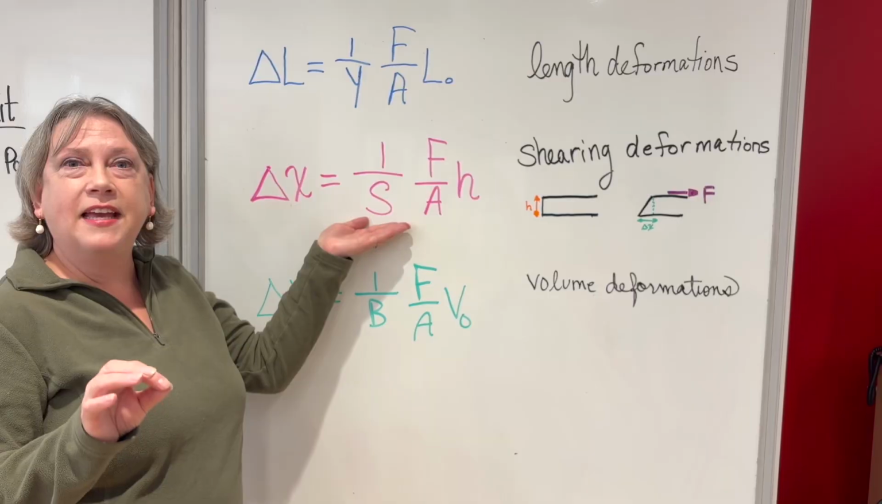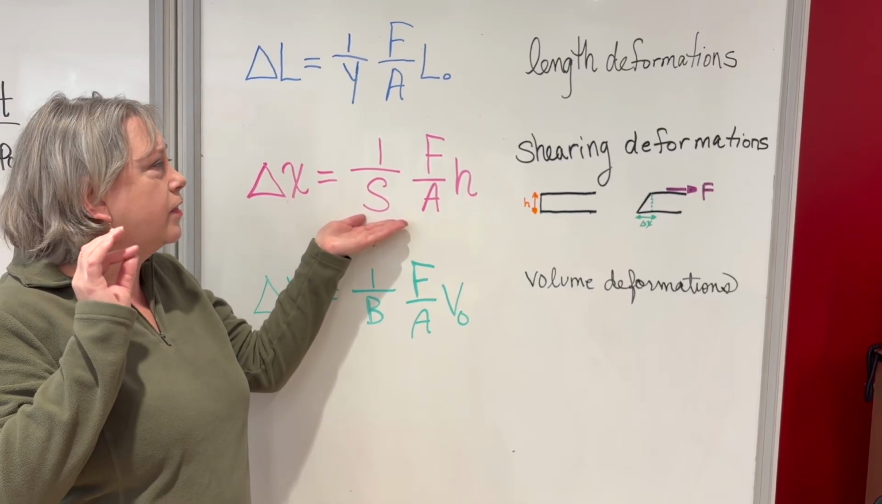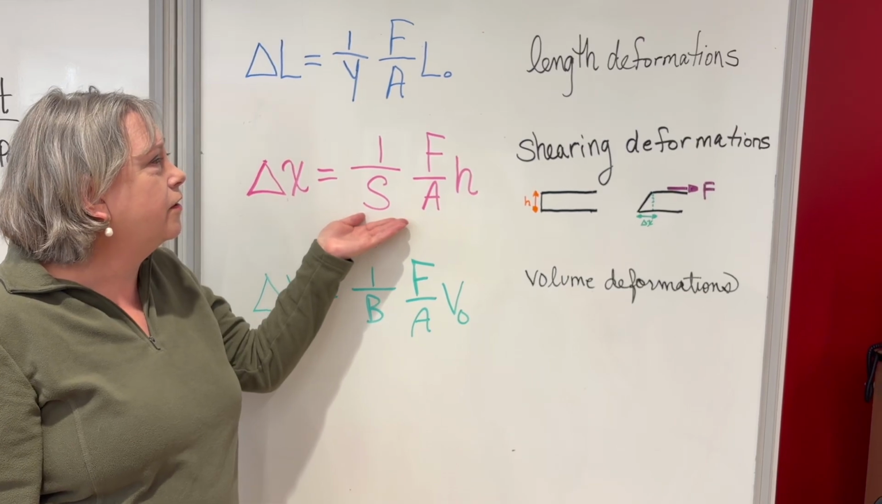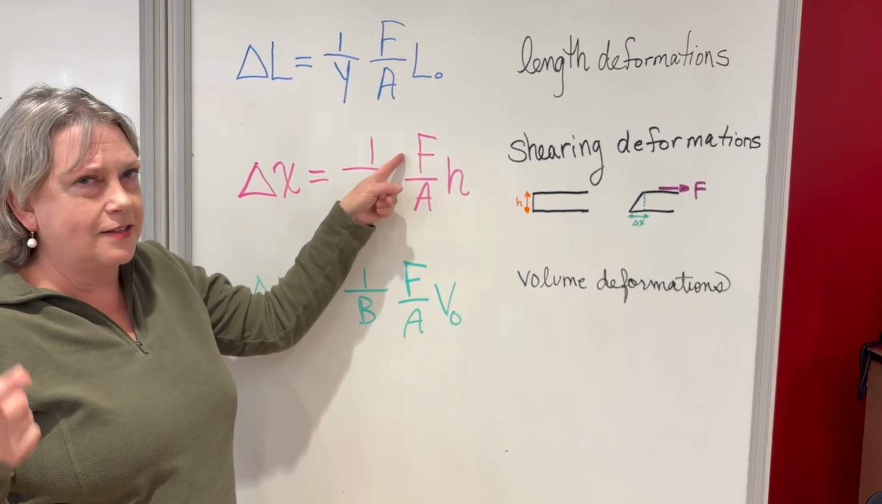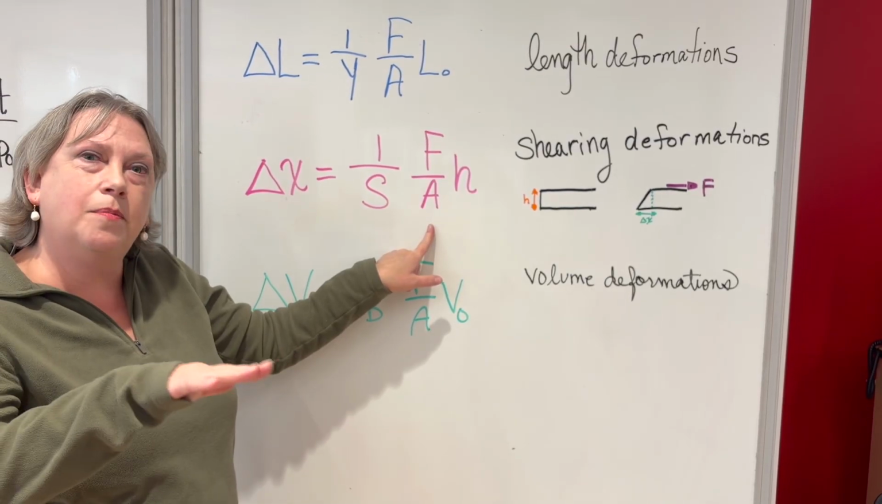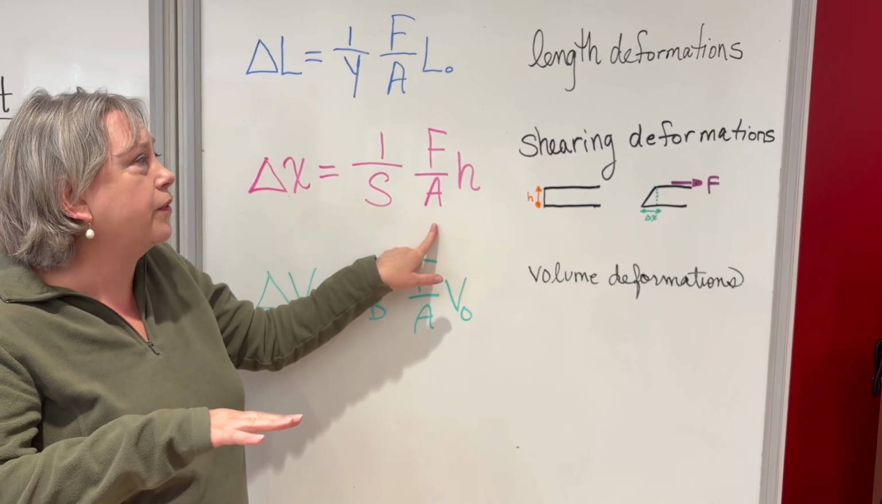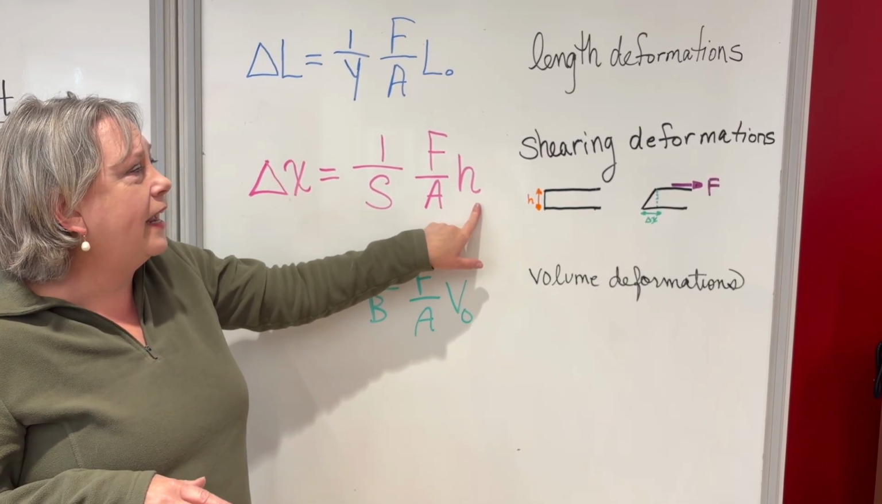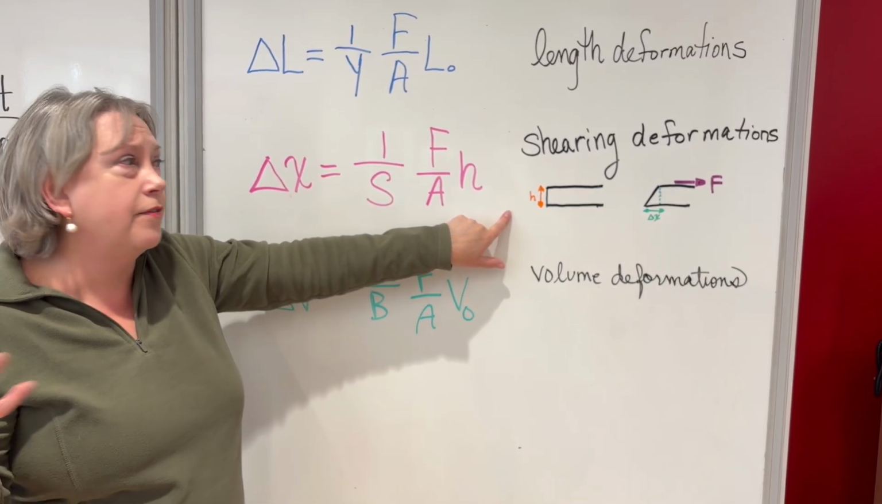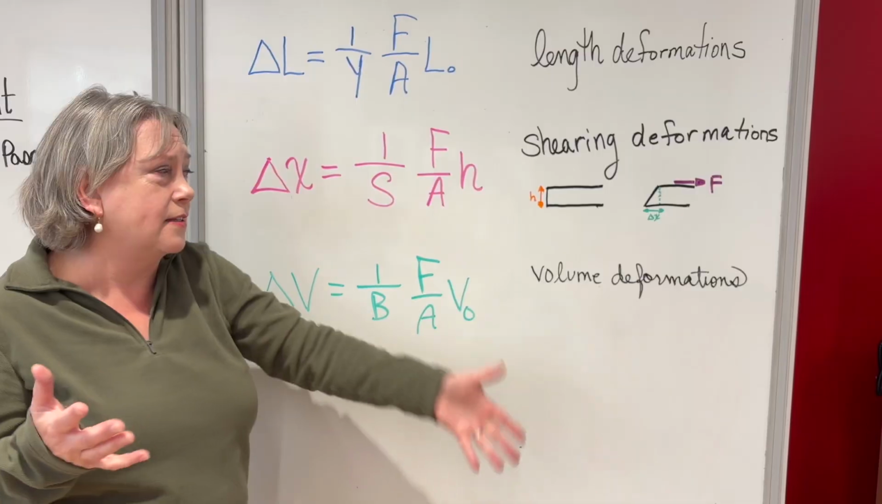S is the shearing constant that you're going to look up depending on material. Force, obviously, is the force that we're applying. The area is going to be the area of the palm or the area of the book, and h is the original height of the object, or in this case, a book.